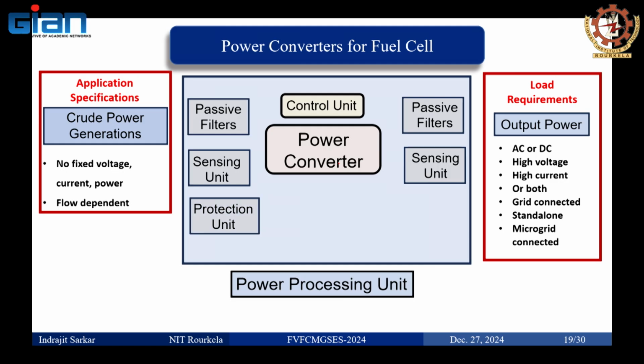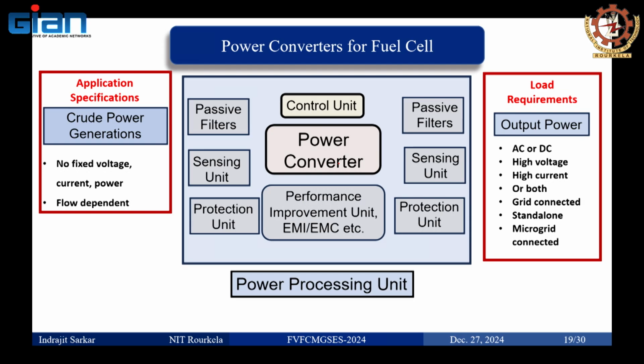Then protection. As he was mentioning, when we work in academics we forget that a protection unit is necessary, and EMI filters are necessary. But in industry these things are more important, because in industry the first thing they look at is cost, the second thing is reliability. So when it comes to a product, these three are the major things you need to look into: the protection, and performance improvement using EMI, EMC filters and the protection unit. These are far more important than anything else. And then communication.